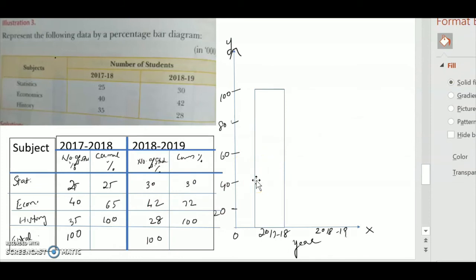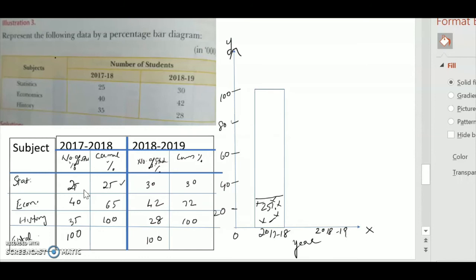Now the first part, it's 25. 25 we have to mark here. This is the first part. Percentage is 25. In cumulative percentage we are taking 25. So where is 25? Almost it will come here. I am writing 25 here and I am giving one design for this 25 percentage. This is statistics.